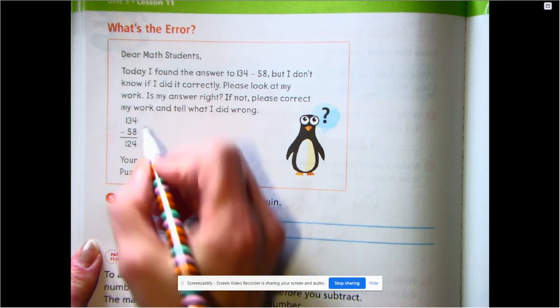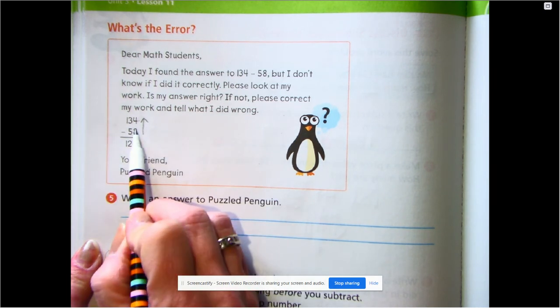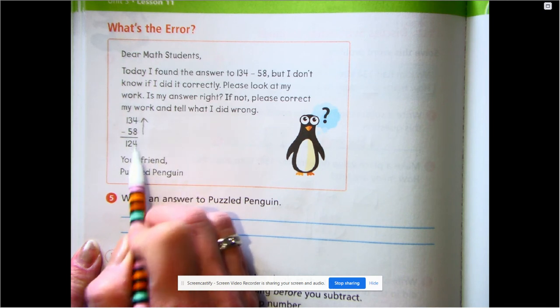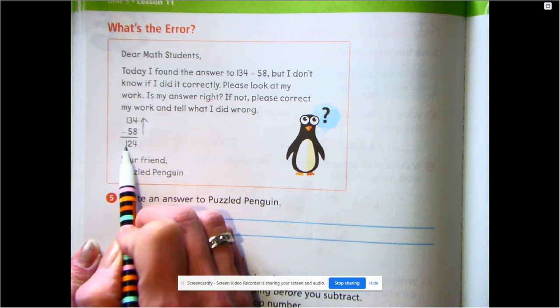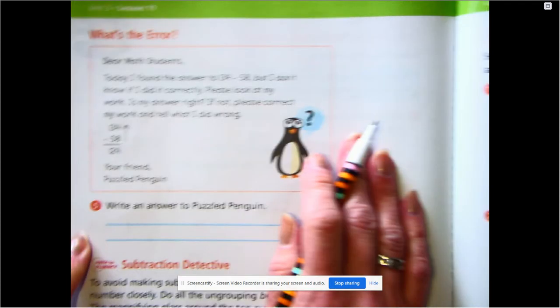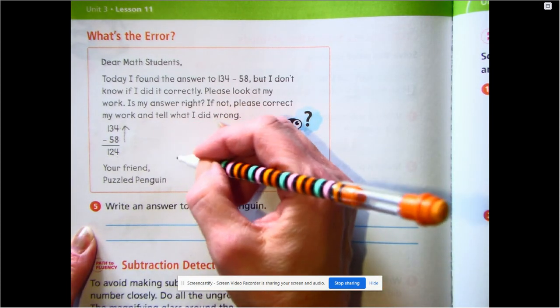Puzzled Penguin subtracted going up. 8, he just looked at the bigger number. 8 minus 4 is 4. 5 minus 3 is 2. 1 minus nothing is still 1. So he subtracted in the wrong direction, right? He just took the smaller number from the bigger number. He didn't pay attention to the fact that he has to start at the top and subtract down.